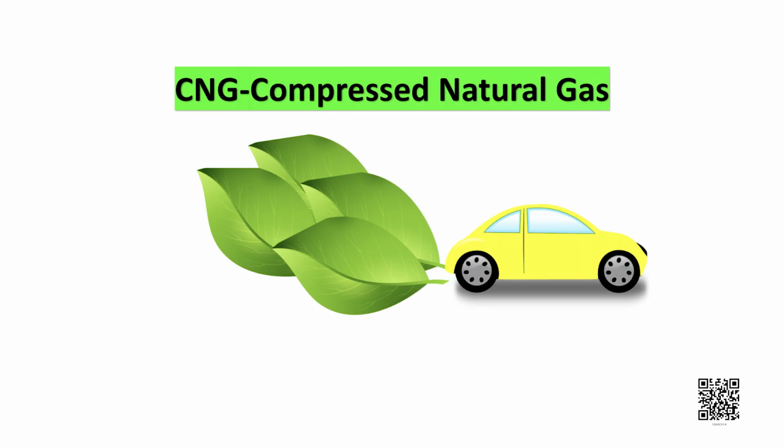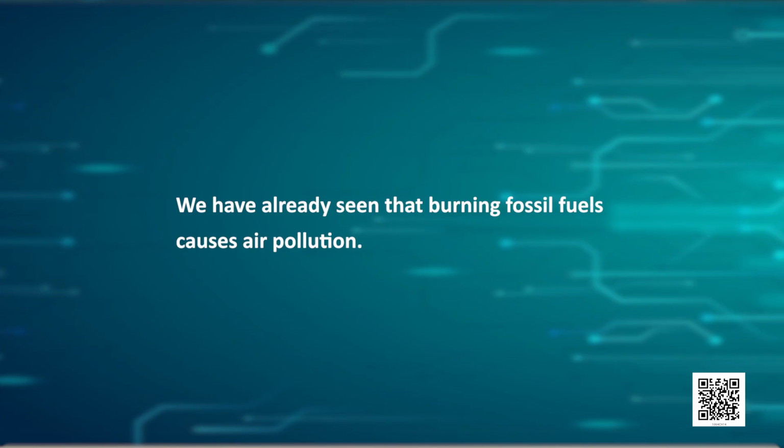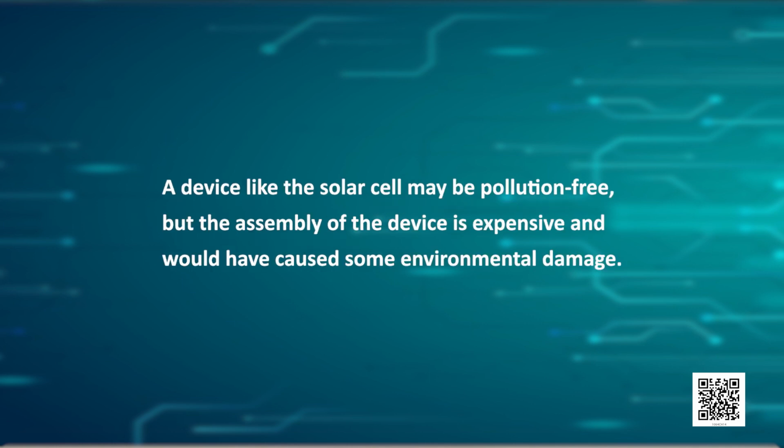We have started using relatively clean fuels like CNG, that is compressed natural gas, but they have their set of disadvantages. We have already seen that burning fossil fuels causes air pollution. In some cases, a device like the solar cell may be pollution free, but the assembly of the device is expensive and would have caused some environmental damage.